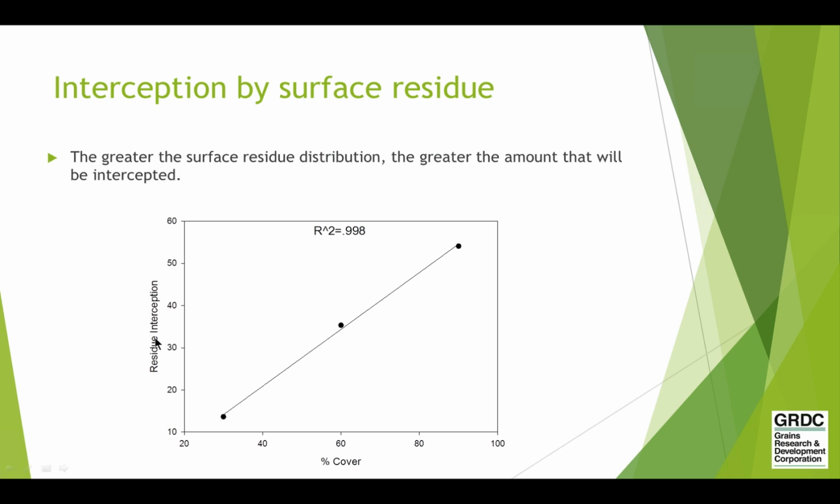This is just a slide showing the correlation between the percent crop cover or ground cover and how much herbicide is intercepted. And you can see that as the crop cover or the ground cover increases, the amount of interception increases in a pretty much linear fashion, although it's not one-to-one. Here we had about 90% surface cover, and we had about 55% interception. But it does show the physical effect of the crop residue on herbicide interception.